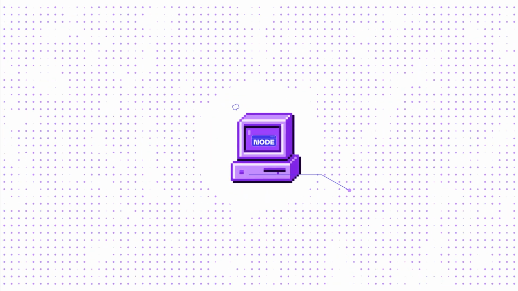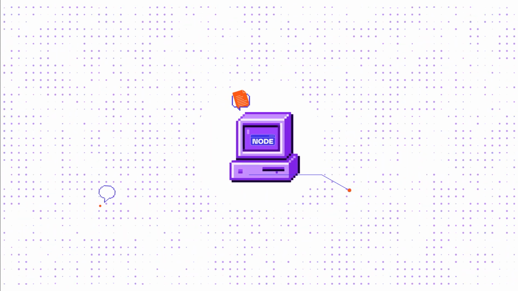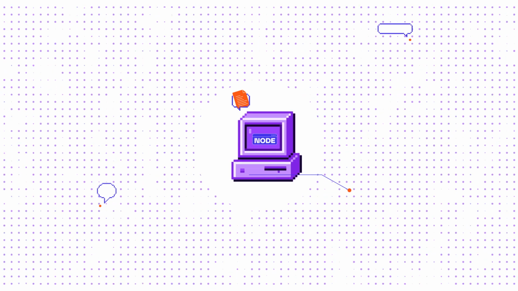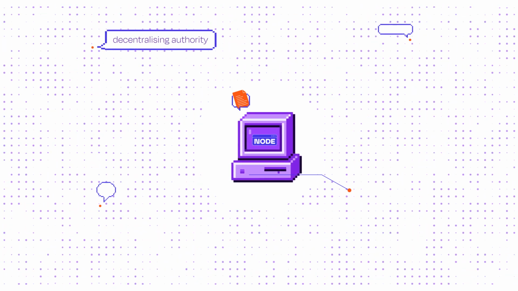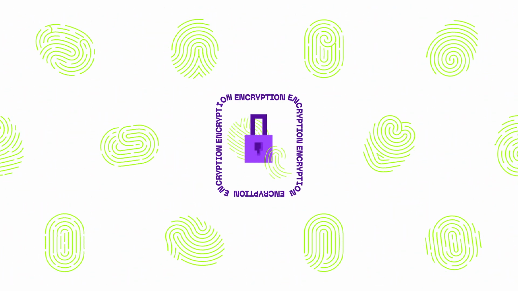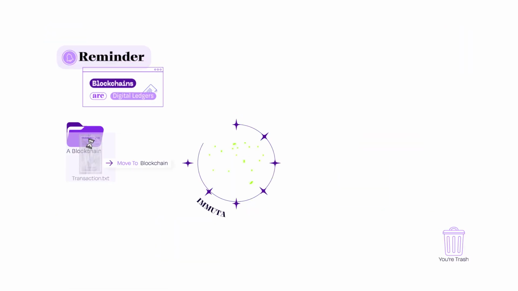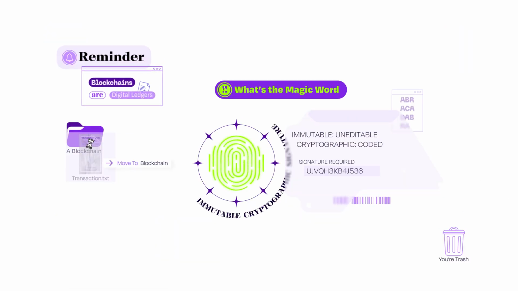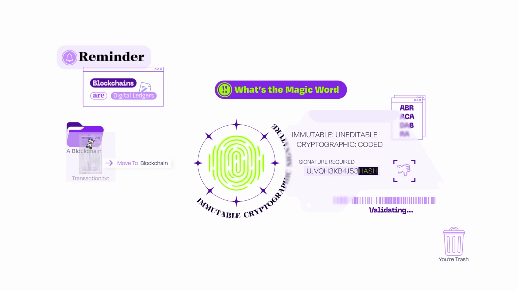Distribution. Nodes across the network have a copy of the entire ledger. Therefore, a ledger is distributed across network participants, decentralizing authority and enabling transparency of transactions. Encryption. Transactions are recorded with an immutable cryptographic signature called a hash. Hashes are validity stamps. If the hash is sus, the transactions are bust.